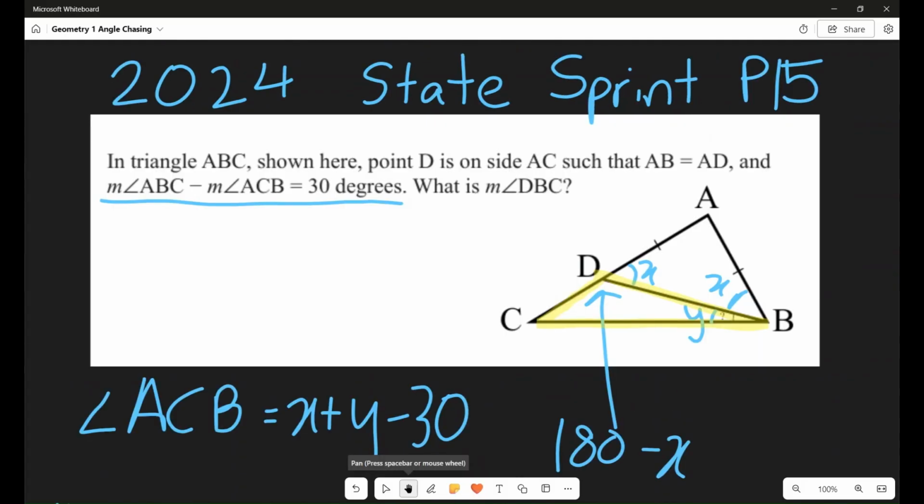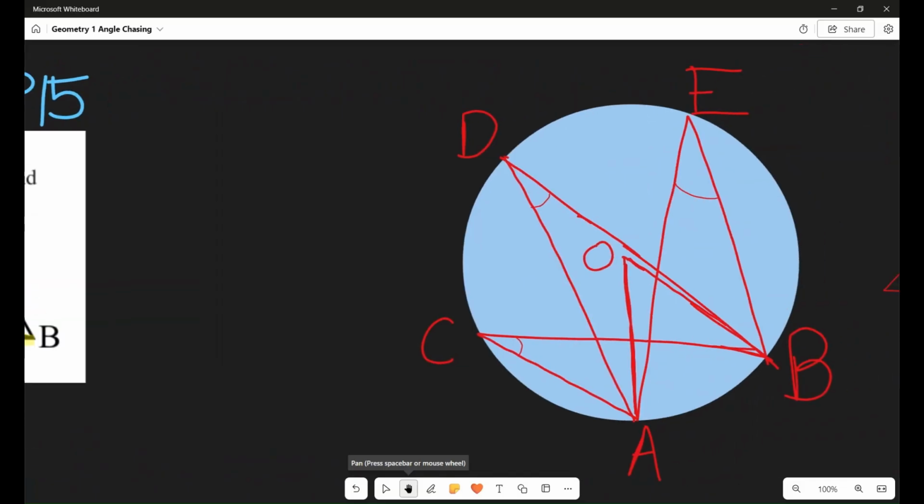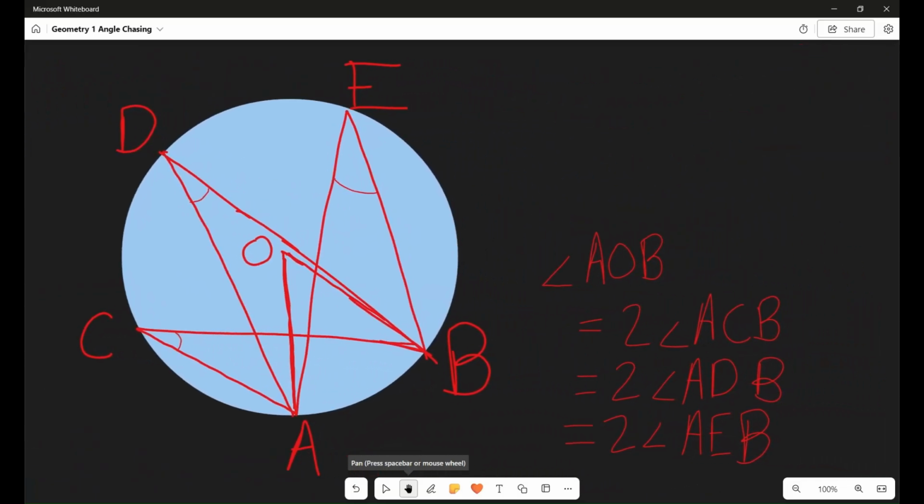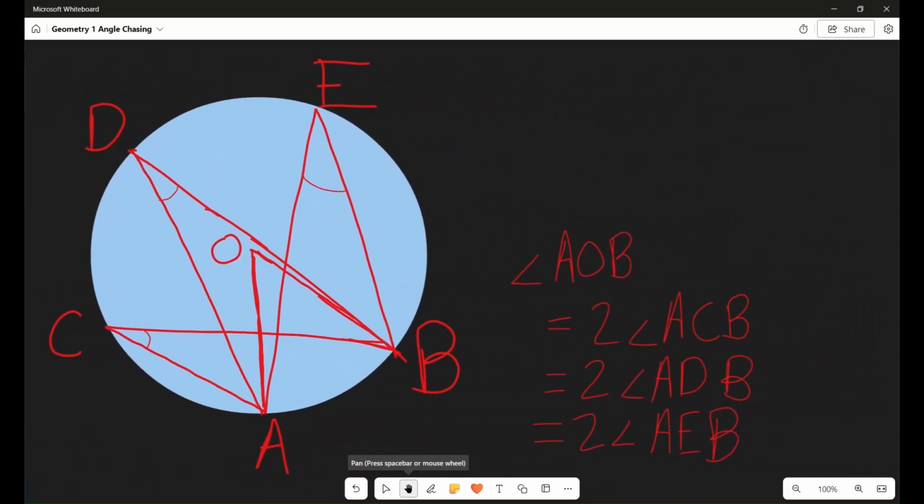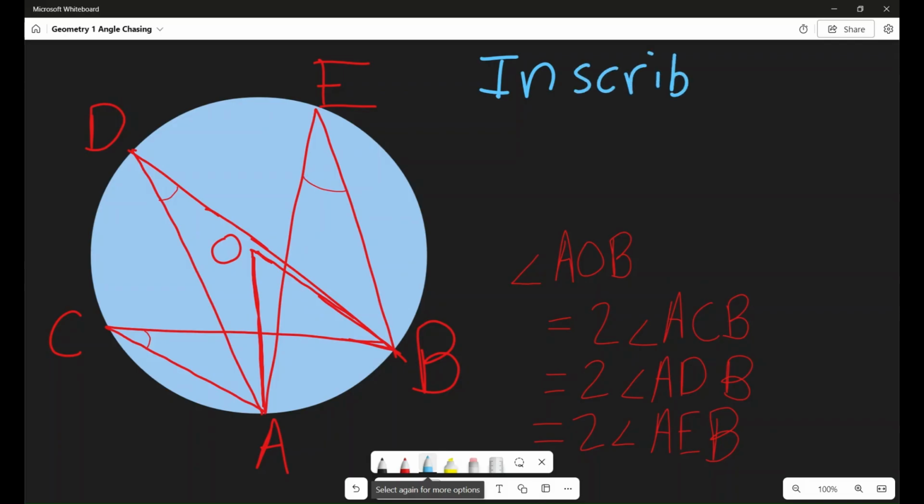So here we see that the fundamental idea of angle chasing is assigning variables to angles and using the variable to find other angles. Now, before we keep going, let's just discuss this theorem. This is called the inscribed angle theorem.